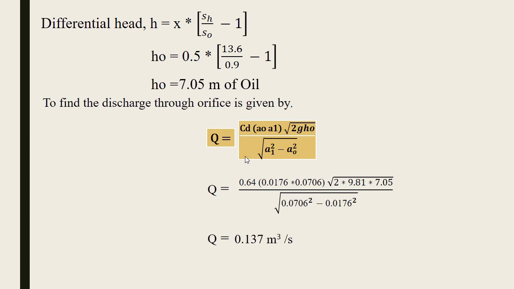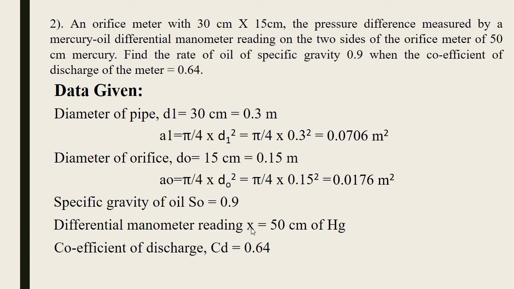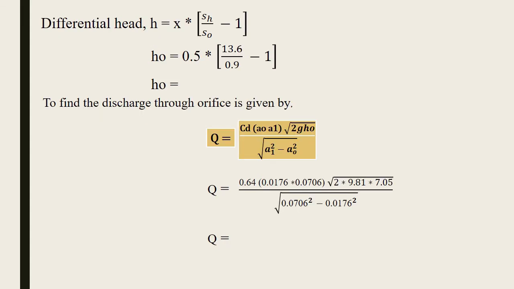Remember, here the X in the data was given as 50 centimeter of mercury, but in the calculation it should be in terms of the fluid that is flowing. Because oil is flowing inside the pipe, the substitution of H should be in terms of the fluid that is flowing. That is what you have to remember in the calculation. So H becomes 7.05 meter of oil. The meter of mercury is converted into meter of oil. Is it clear? This is by using the differential head formula.